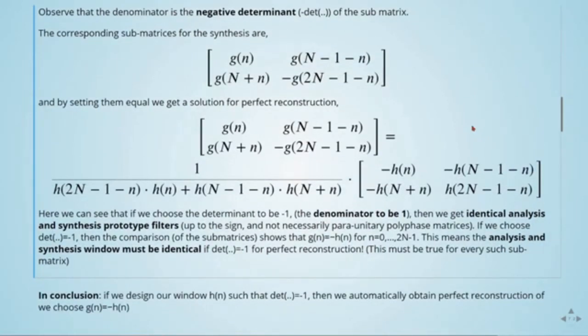Here we can see that if we choose the determinant to be minus 1, the denominator to be 1, then we get the identical analysis and synthesis prototype filters up to the sign, and not necessarily para-unitary polyphase matrices. If we choose the determinant equal to minus 1, then the comparison of the submatrices shows that g of n is equal to minus h of n for n going from 0 to 2N minus 1. This means that the analysis and the synthesis window must be identical if the determinant is equal to minus 1 for perfect reconstruction. This must be true for every submatrix. So in conclusion, if we design our window h of n such that the determinant is equal to minus 1, then we would automatically obtain perfect reconstruction if we choose g of n equal to minus h of n.